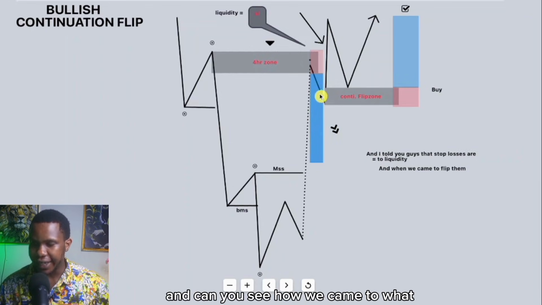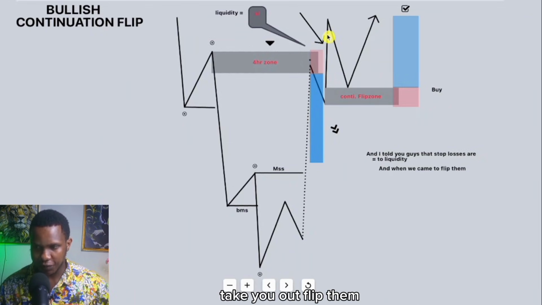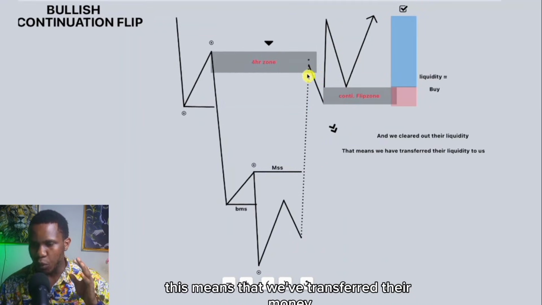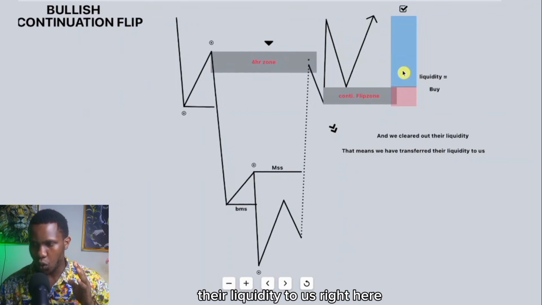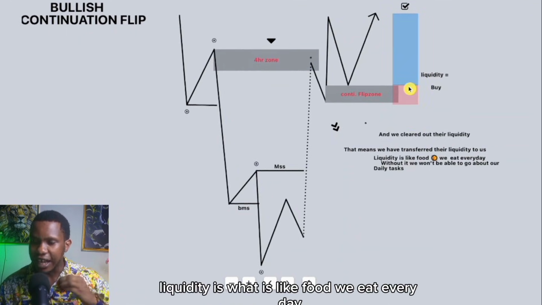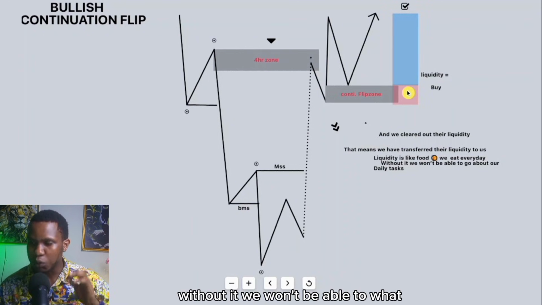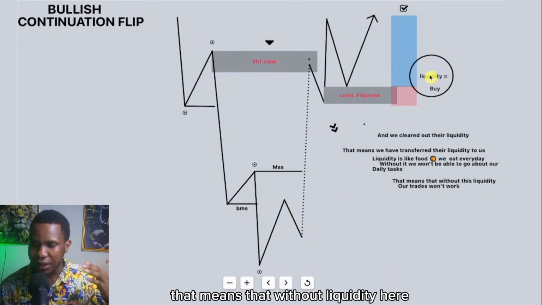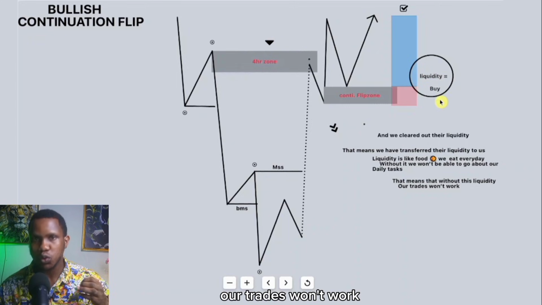And can you see how we came to take you out, flip them? That means we cleared out their liquidity. This means that we've transferred their money, their liquidity, to us right here. Liquidity is like the food we eat every day. Without it, we won't be able to go about our daily tasks. That means that without liquidity here, our trades won't work.